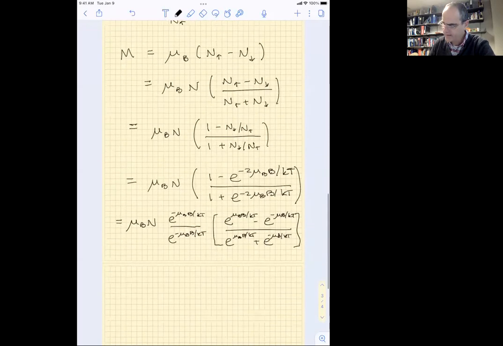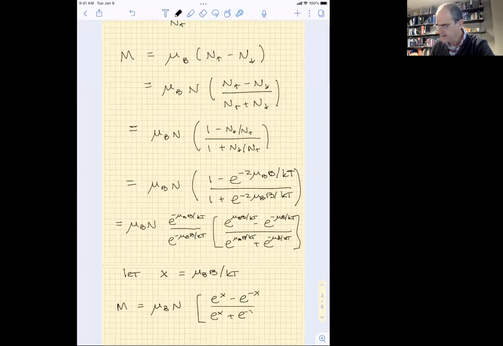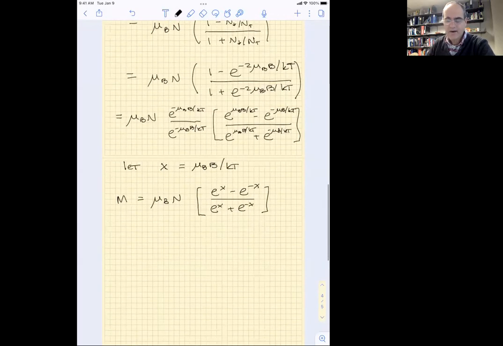This is a little ugly looking. Let's get a shorthand that we can use just while we're deriving all of this. Let's let x equal mu B times B over kT. And then we can write this a little bit more neatly. The magnetization will be mu B times N times (e to the x minus e to the minus x) over (e to the x plus e to the minus x).